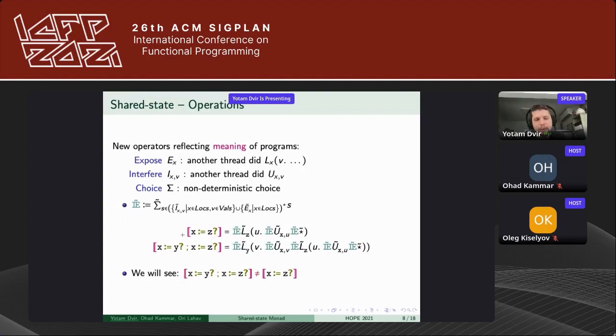Okay, so let's start with the operations. So we're keeping lookup and update, but we're adding new operations to reflect the meaning of programs in the concurrent setting. So we're adding an expose operator. Expose X means that another thread did lookup X. Okay, note that expose doesn't bind a value. We have interference, which means another thread did an update of this location to this value. And we also add an operator for choice, non-deterministic choice, because concurrent programs are inherently non-deterministic, the choice of which thread should run.